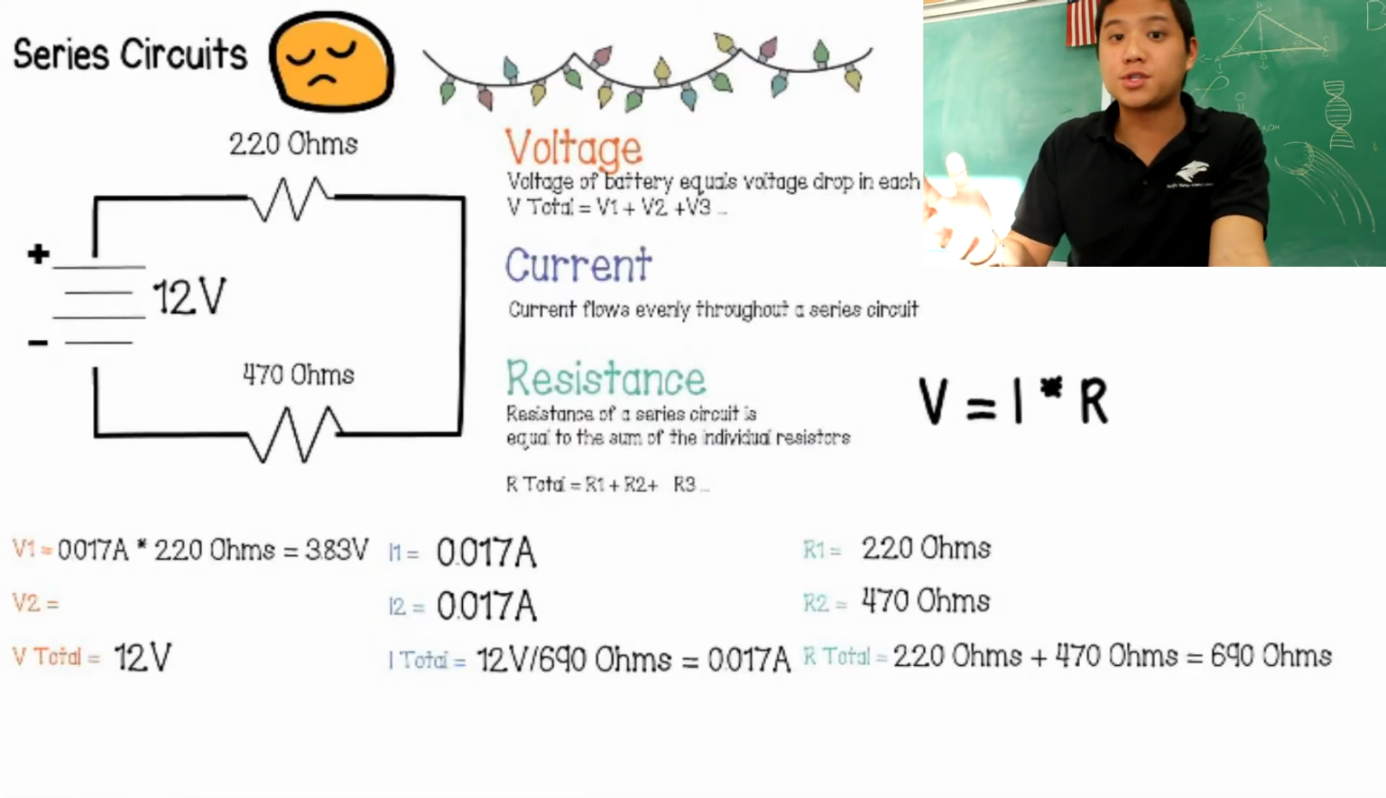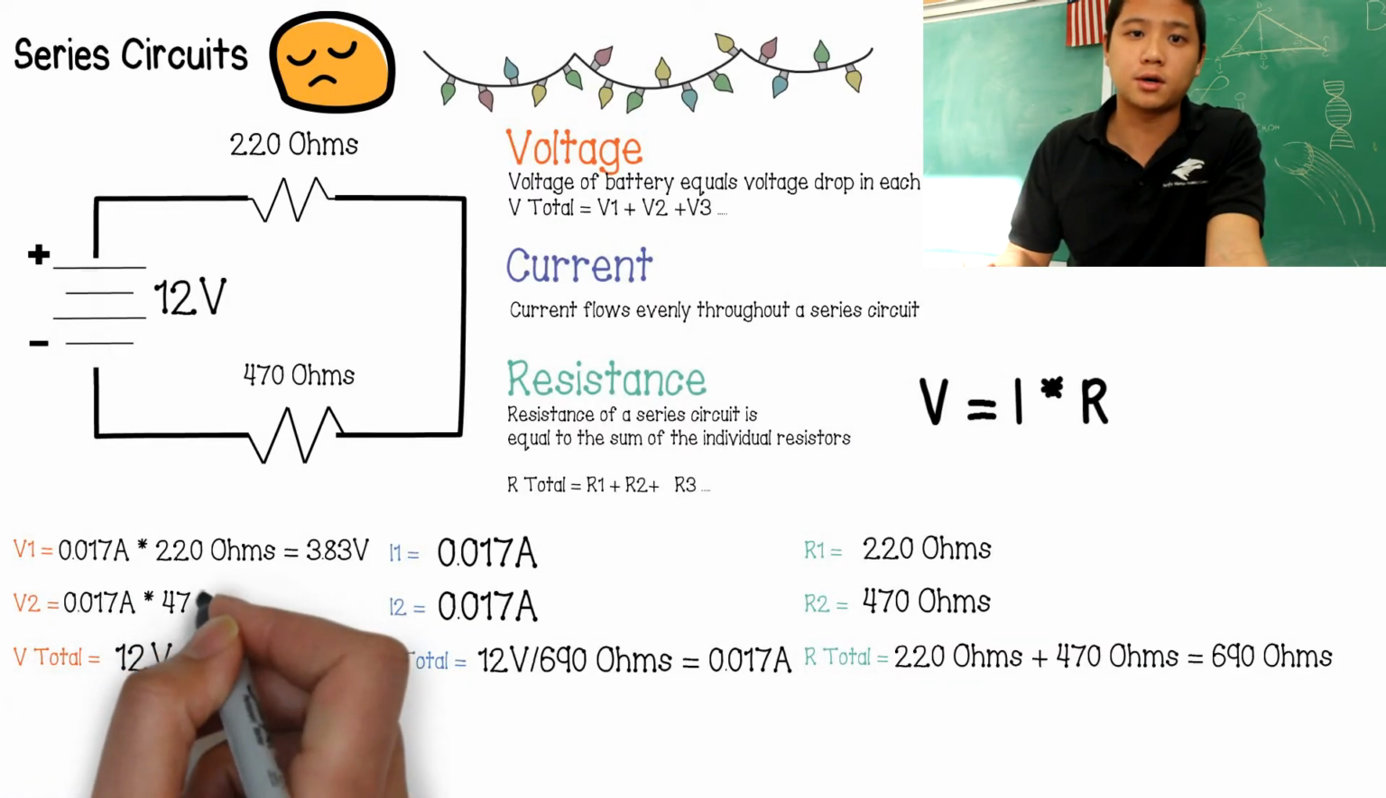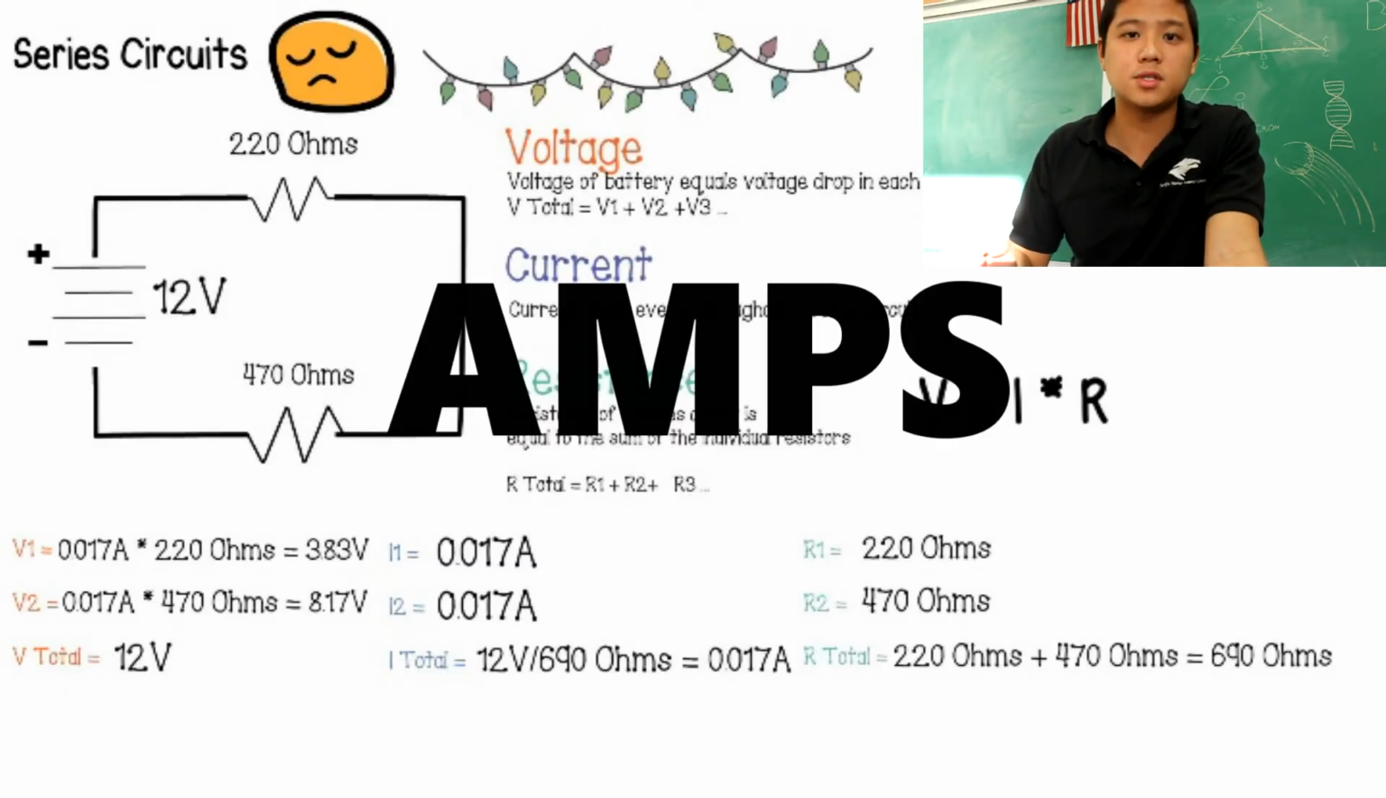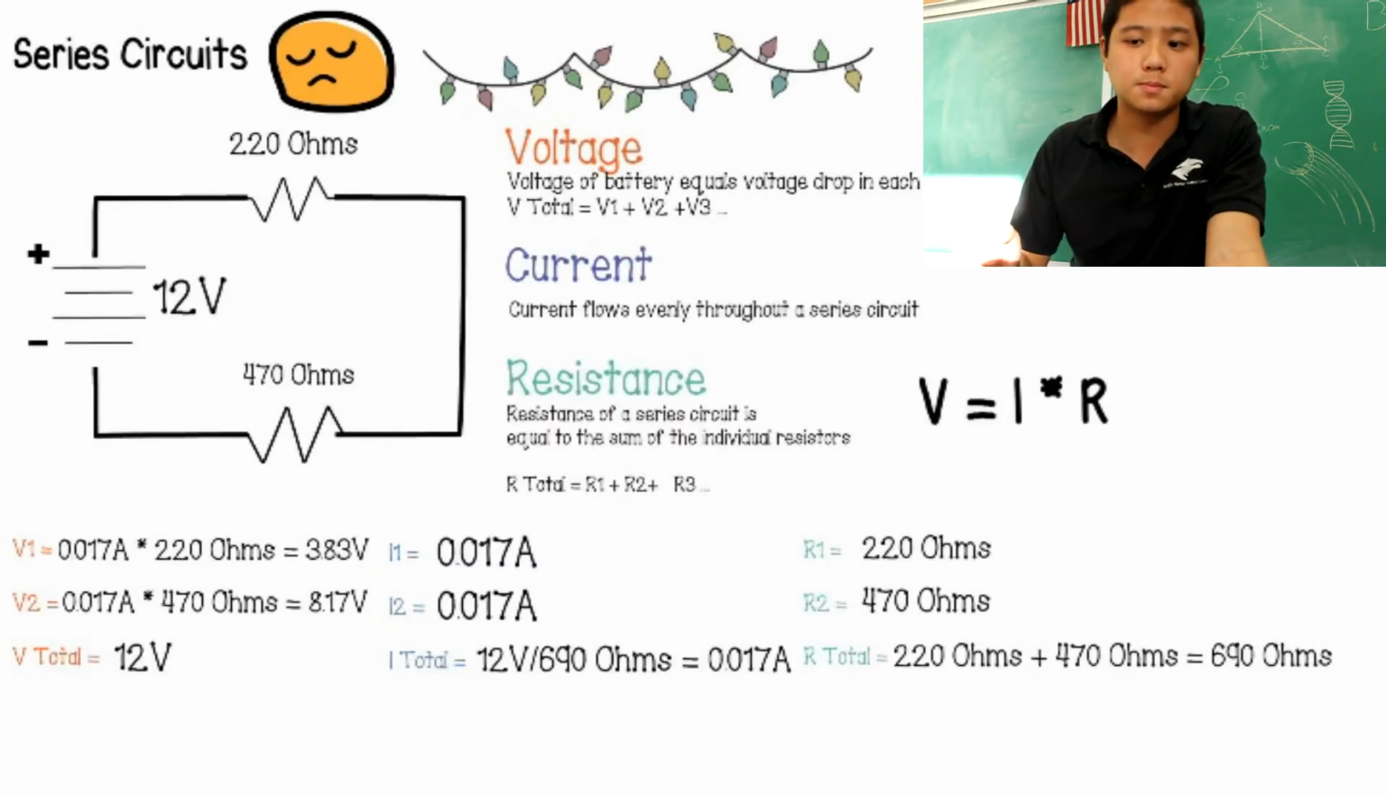We would employ a similar strategy with the voltage drop across resistor 2. We would take our current times our resistance. So we get 0.017 amps times 470 ohms, and we get 8.17 volts. Now to check, the total voltage should be equal to the voltage drop in all of the resistors. And we can see that if we add up the voltage drop in resistor 1 and the voltage drop in resistor 2, they equal the total voltage.